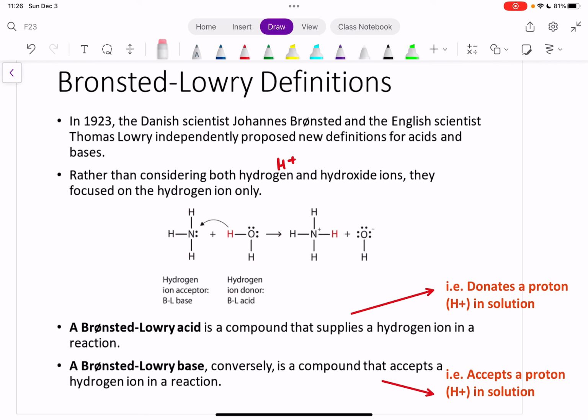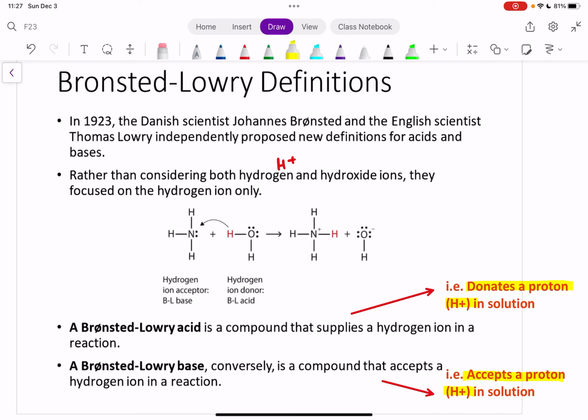So they said that an acid is a compound that supplies a hydrogen ion or donates a proton in solution. So this might look familiar, this definition, because it's just like the one that I gave you for Arrhenius, right? You could think of it as an acid is anything that donates a proton in solution. So they don't differ so much on that regard, but they do differ on what they call a base. So these scientists said that a base is a compound that accepts a hydrogen ion in a reaction. So any compound that accepts a proton in solution.